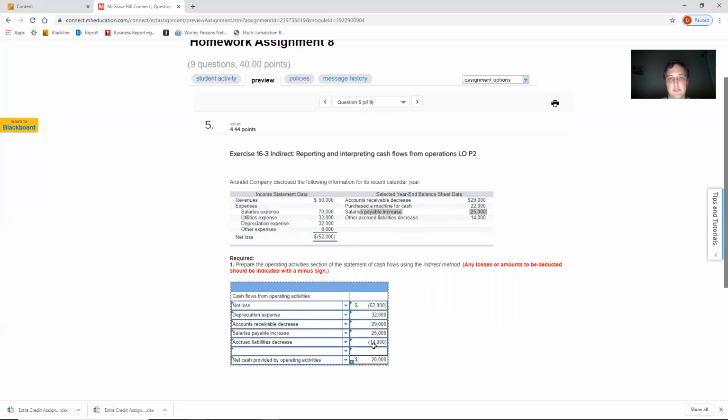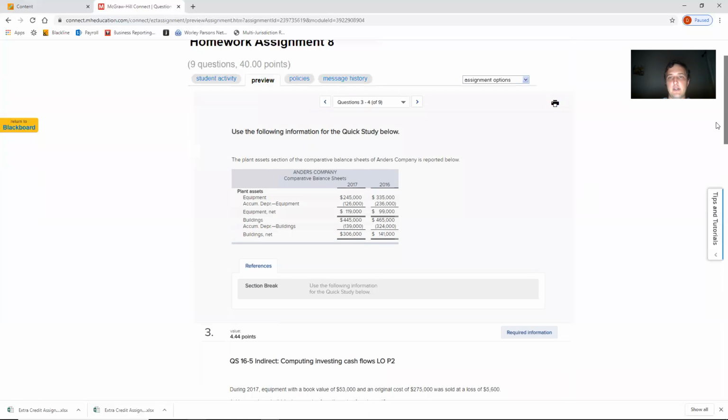The accrued liabilities decreased. So that means we had to pay an additional amount of our other expenses. So that's going to be a decrease since we already have the other expense included in the net income, but now we're showing that we also paid to reduce that liability. And that gets you to your operating activities.